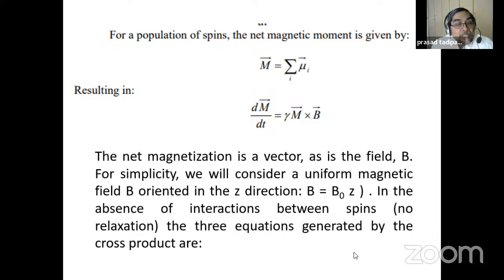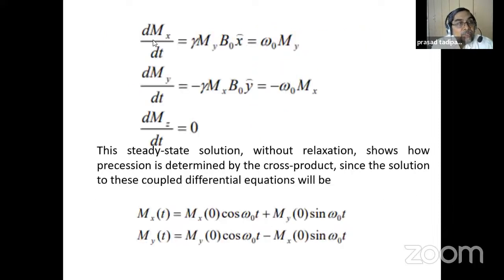So these three equations come from this cross product, and we can use it. It is a small mathematical jugglery that you have to derive in a systematic way, in the x, y and z directions. There is omega naught My, and a minus here. Consider the sign, it is important. There is a minus omega naught Mx, and in the z direction it is 0. This is the steady state solution without relaxation, so keep in mind we are not considering any relaxation mechanism.